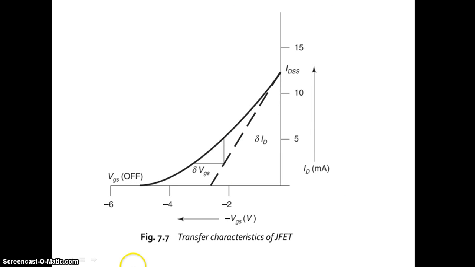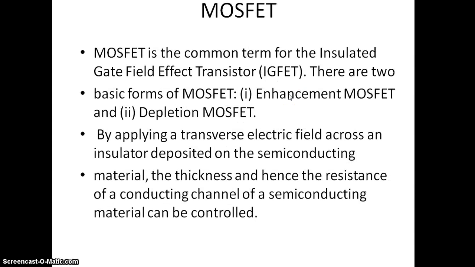Similarly, when you look at the transfer characteristics, we have drawn for VGS versus ID. So this is how the transfer characteristics will be looking like. Okay, so coming to MOSFET. MOSFET is a common term for the insulated gate field effect transistor. There are two basic forms of MOSFET: enhancement MOSFET and depletion MOSFET.